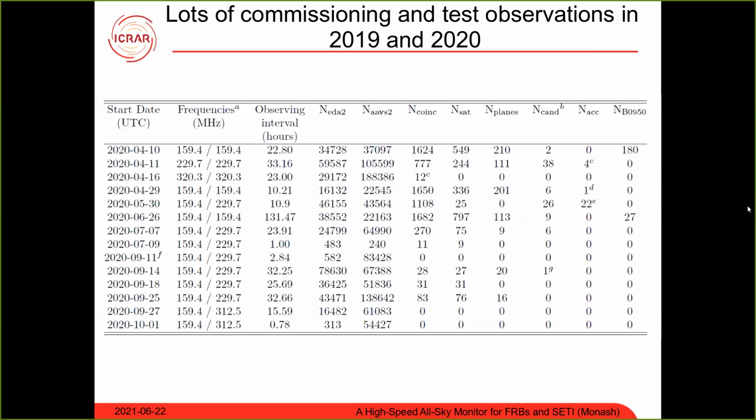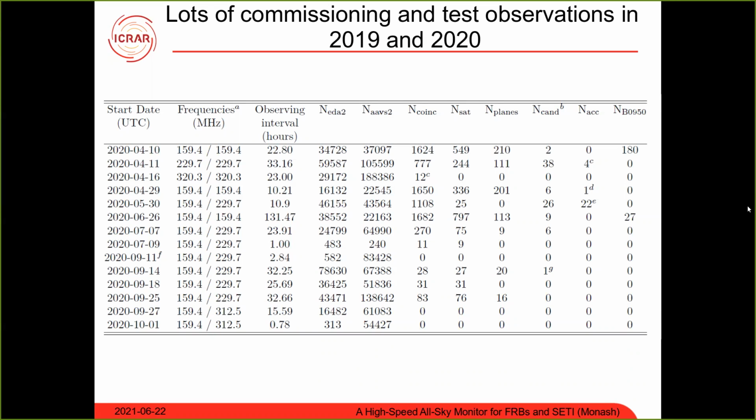So over these 2 years, we have collected a lot of data, and I'm now going to focus on the 2-second all-sky images data that we collected in the last 2 years. But I will mainly talk about the data collected in 2020. Often the stations observed at the same frequency, 160 megahertz, 230 megahertz, or 320 megahertz. But sometimes EDA2 would observe at a lower frequency, 160 megahertz, and AAVS2 at a higher one, 230 or 320 megahertz.